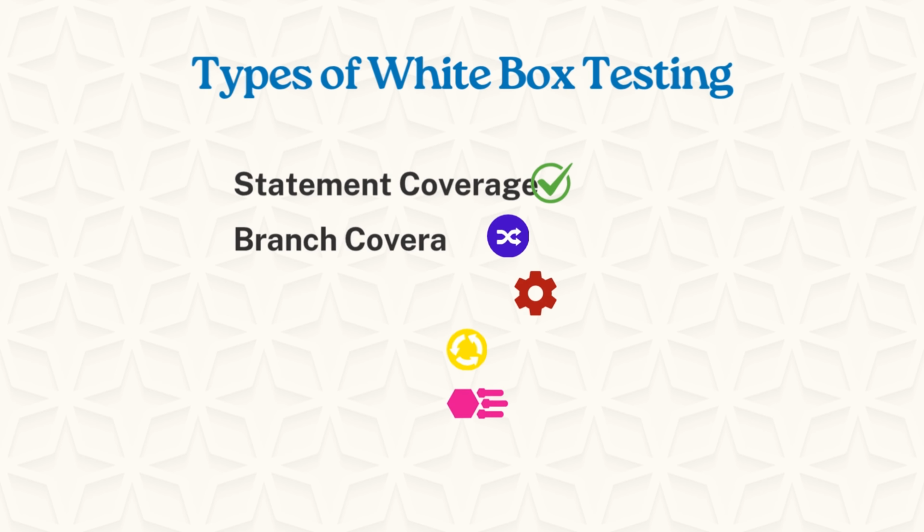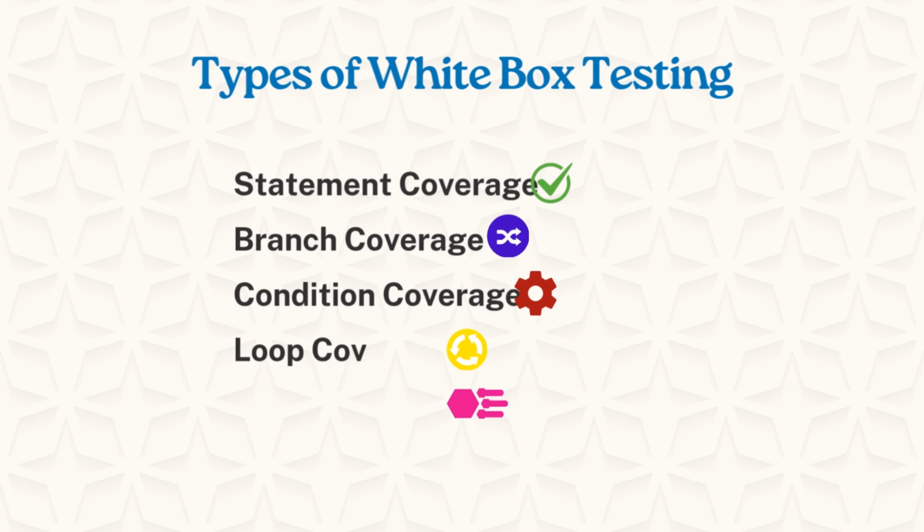Statement coverage ensures every line or statement in the code is executed at least once during testing. Branch coverage verifies that all possible branches or decision paths, like if-else conditions, are tested. Condition coverage checks that all logical conditions in the program are evaluated as both true and false. Loop coverage ensures that all loops in the code are tested with 0, 1, and multiple iterations. Path coverage validates that all possible paths through the code are executed at least once.